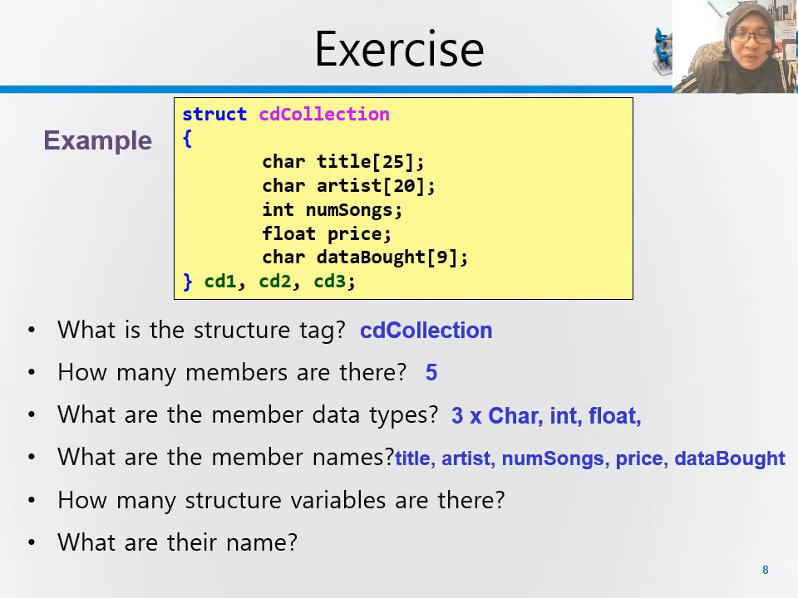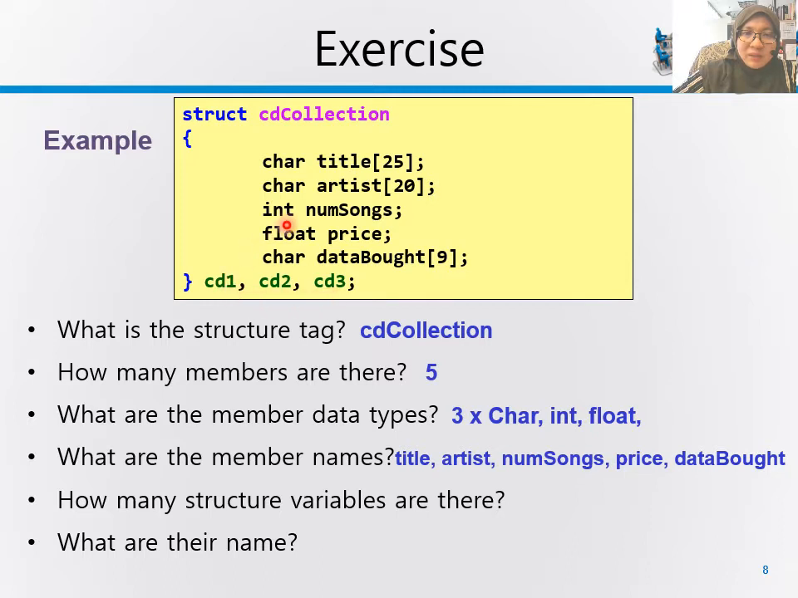Then how many structure variables are there? Structure variable means these variables. These are the members, the variable members of struct CD collections. So these are the structure variables, which are CD1, CD2, and CD3.